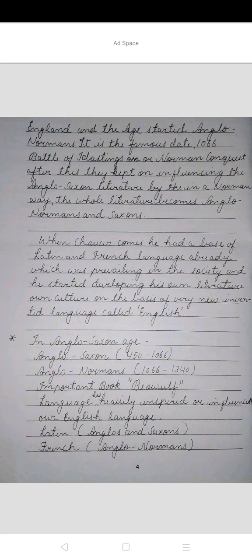Let's summarize briefly about the Anglo-Saxon time. Anglo-Saxon time is 450 to 1066 BC. Anglo-Norman time is 1066 to 1340. The important book is Beowulf. The language has heavily inspired or influenced our English language. Latin and French languages were used, and after that Chaucer introduced the English language. So let's discuss the important work Beowulf.